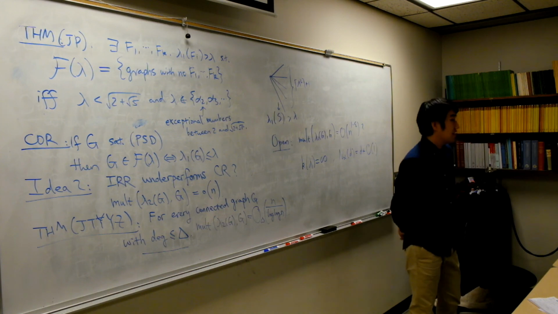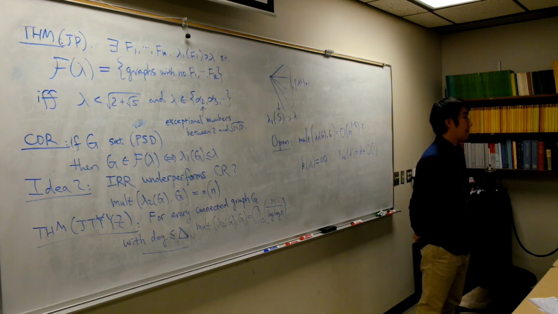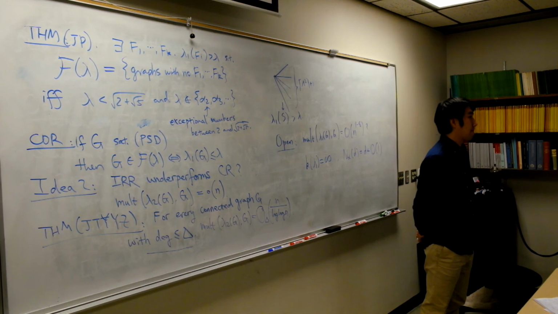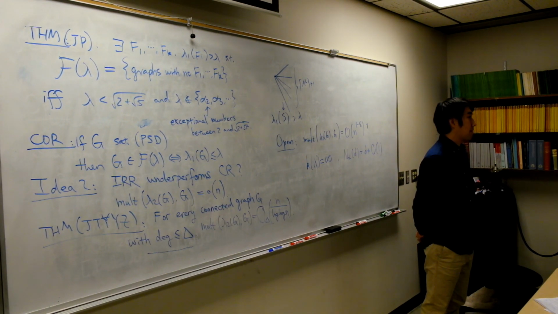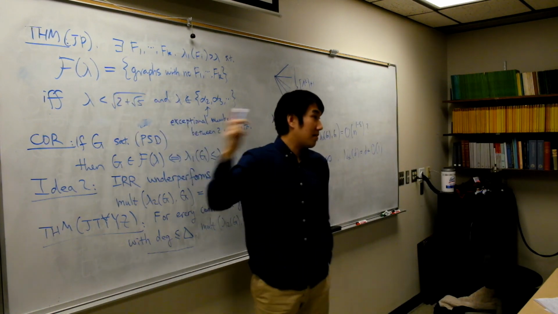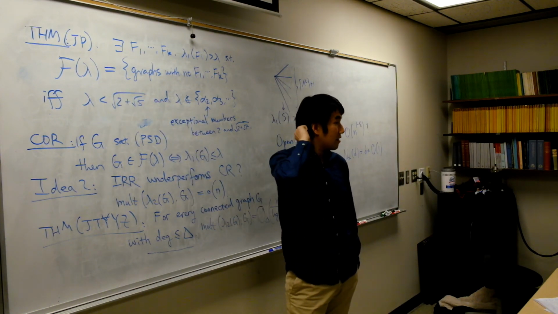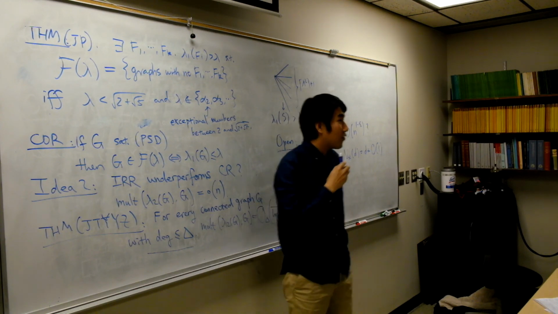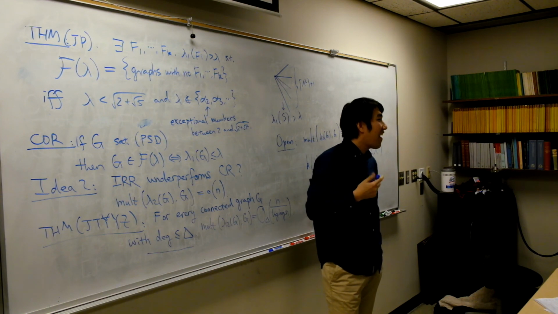Another question: what else is known about these families f of lambda? Is there, let's say, a finite basis of them, such that the disjoint union of them generates this family? Does there exist a finite set of graphs for which every graph inside that family is a disjoint union of those graphs?